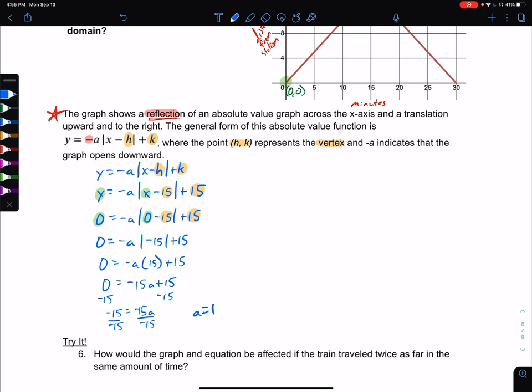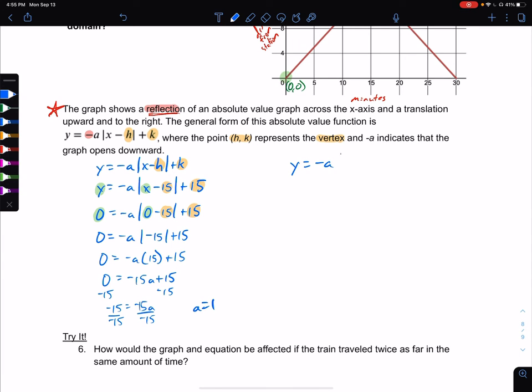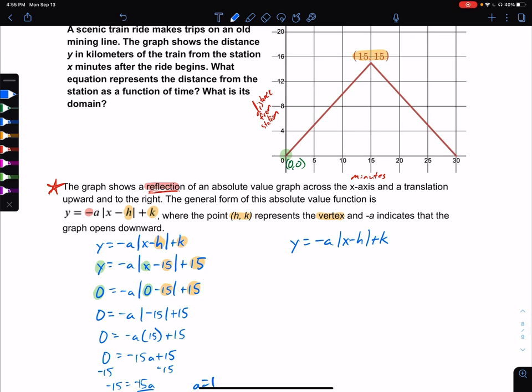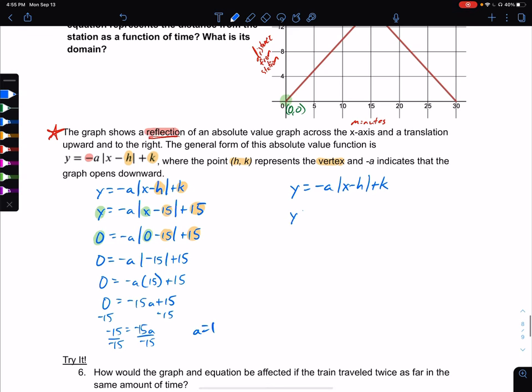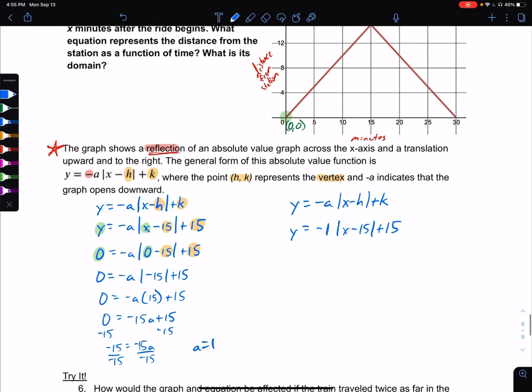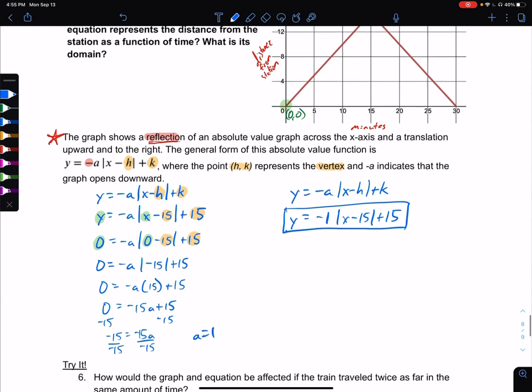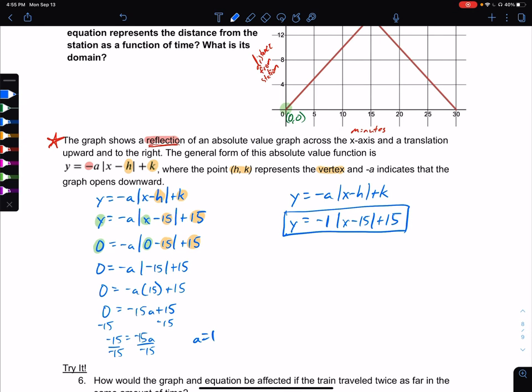So we talked about the general form being y equals negative a, absolute value of x minus h, plus k. To represent an equation, we need an a, h, and a k value. Well, we know that h is 15, k is 15, and now we know that a is equal to 1. So the question: what equation represents the distance from the station as a function of time? This right here is my equation that represents the distance from the station as a function of time.